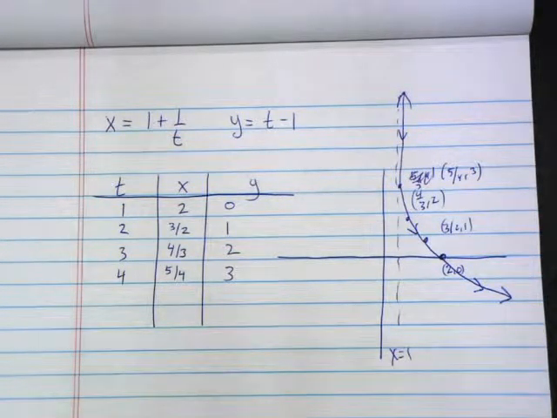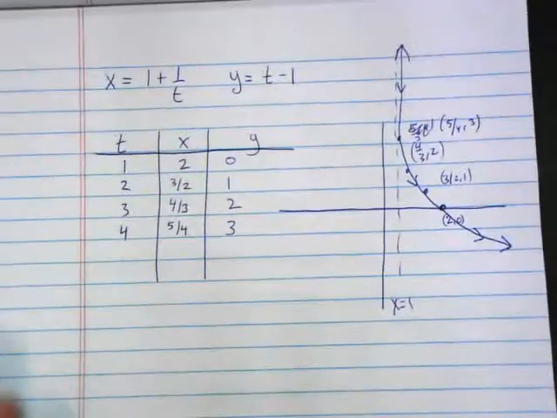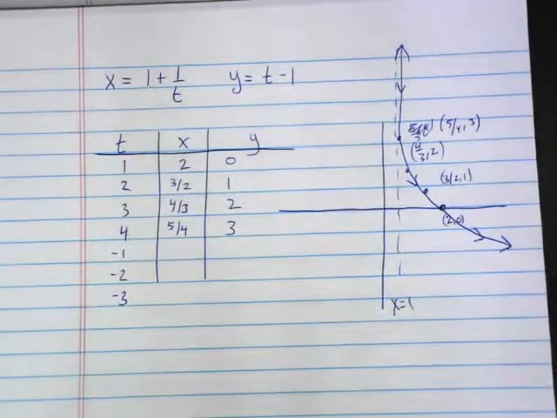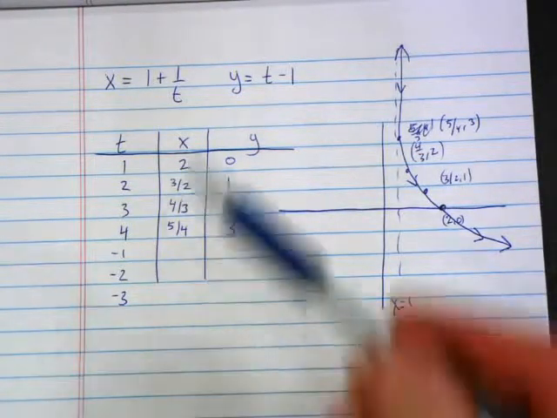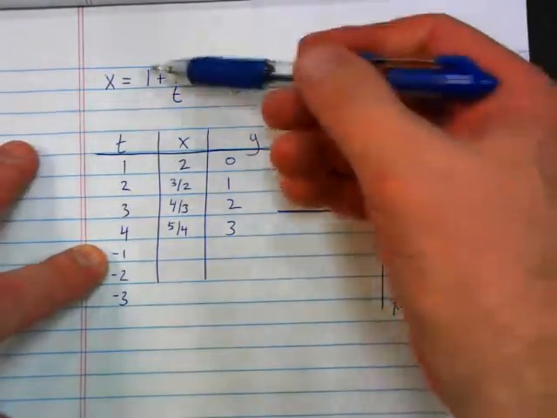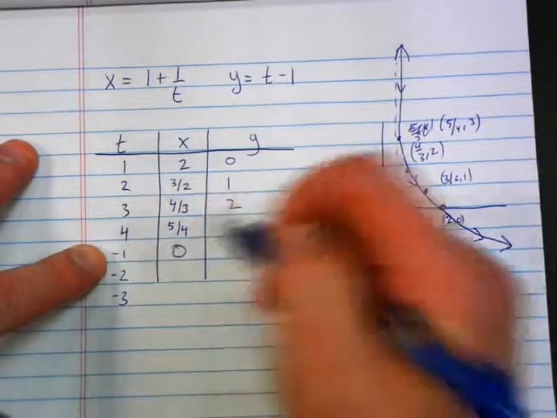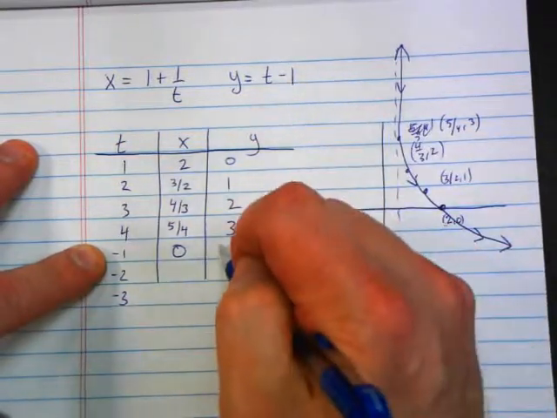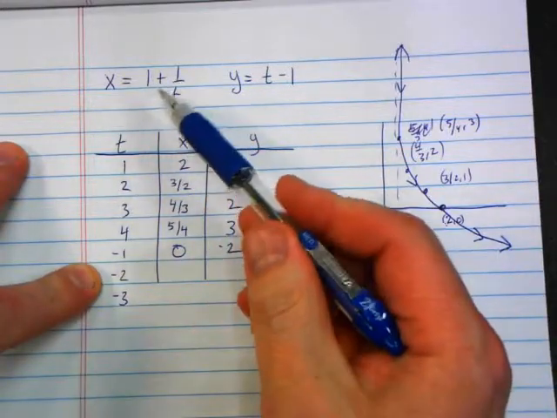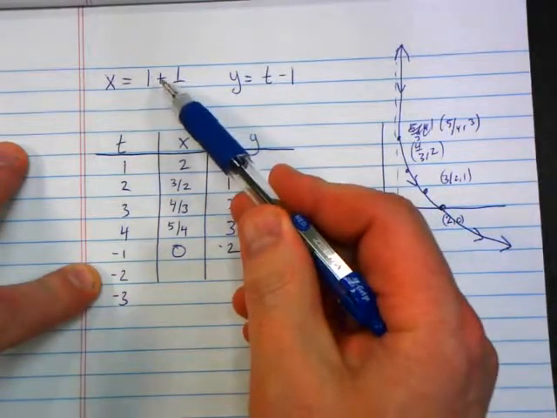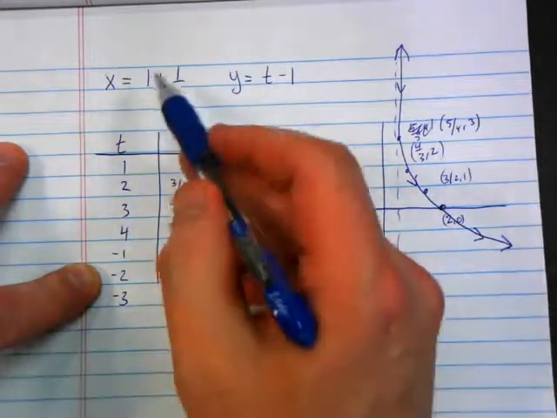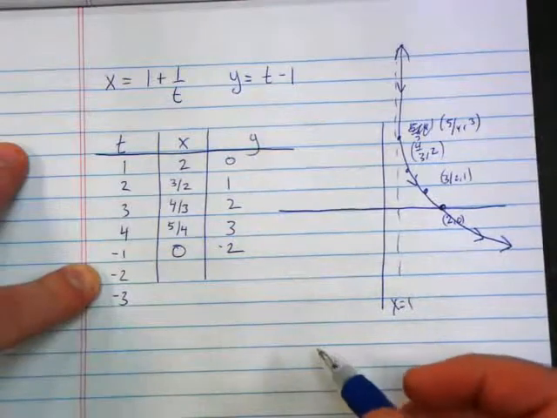On the other hand, what happens if I plug in a couple negative numbers? I can't plug in 0 this time, can I? Plug in 0, I get 0 on bottom there. What happens when I plug in negative numbers? 1 plus negative 1? 0. Negative 1 minus 1? Negative 2. Plug in negative 2. That's going to be 1 plus negative a half.